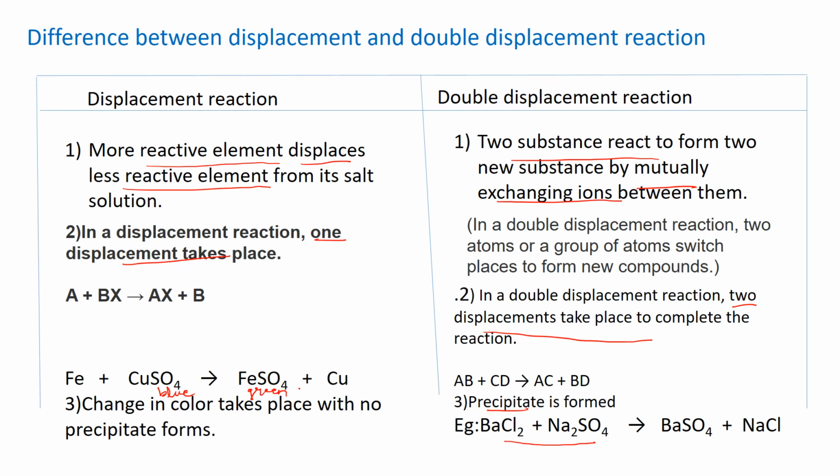For example, barium chloride combines with sodium sulfate to form barium sulfate, which is a solid white colored precipitate, and an aqueous solution of sodium chloride. Sodium sulfate is an aqueous solution. Remember, double displacement takes place only in solution form. So you need to write aqueous below the reactants.